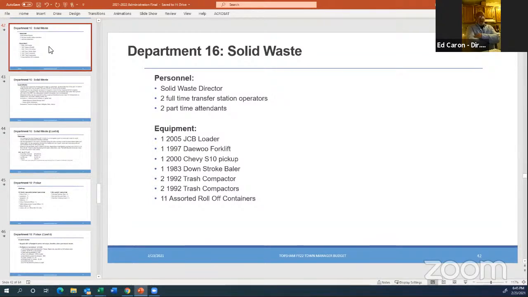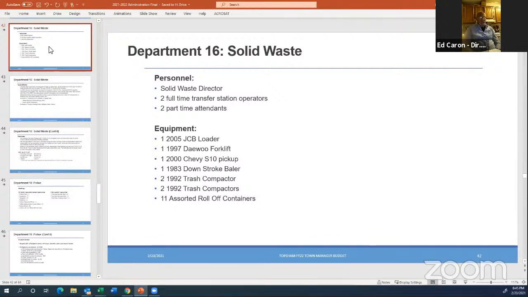Like it's necessary. I'm Ed Karen. I'm the solid waste director. I run a transfer station. I've been here for about 27 years now, so I've gone through a lot of different phases with it, from dump to transfer station. Just to give you a little history of myself anyway.